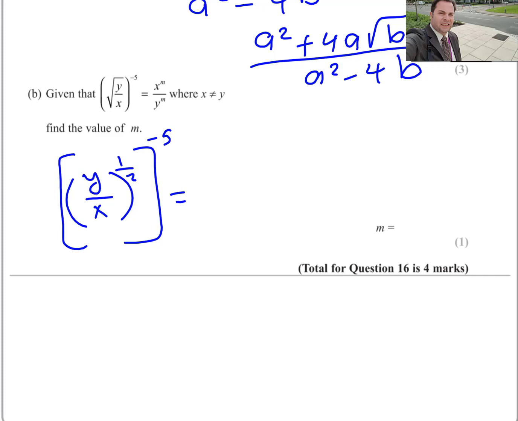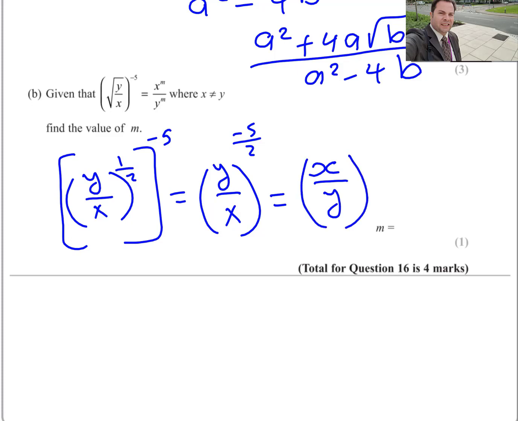If we have two powers, multiply. So y over x all to the power of negative 5 over 2. Because the power is negative, to write it positive, take the reciprocal, x over y. In this case, you can switch from negative to positive. Now we can write it as x to the power of 5 over 2 and y to the power of 5 over 2. By comparing, m is equal to 5 over 2, or you can write it as 2.5.